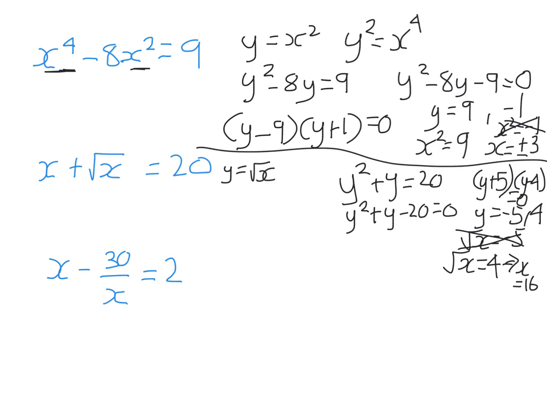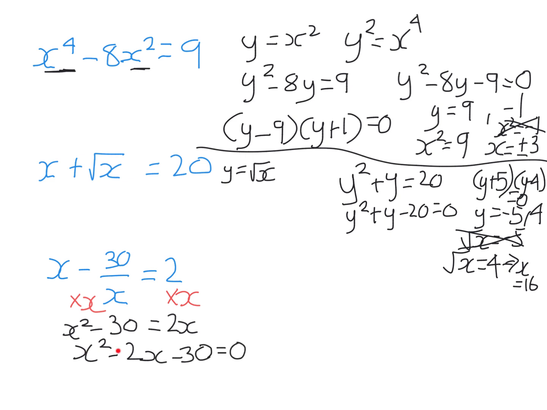Let's look at this one here. Again, it probably doesn't look like a quadratic, but we can easily make it into one. In this case, we don't need a substitution. All we're going to do is multiply both sides by x. That will get rid of this fraction here. So multiplying everything by x, I get x times x is x squared minus 30 over x. Well, when you times it by x, you just get rid of the denominator, and then I get equals 2x. So making one side equal 0, I get x squared minus 2x minus 30 equals 0.